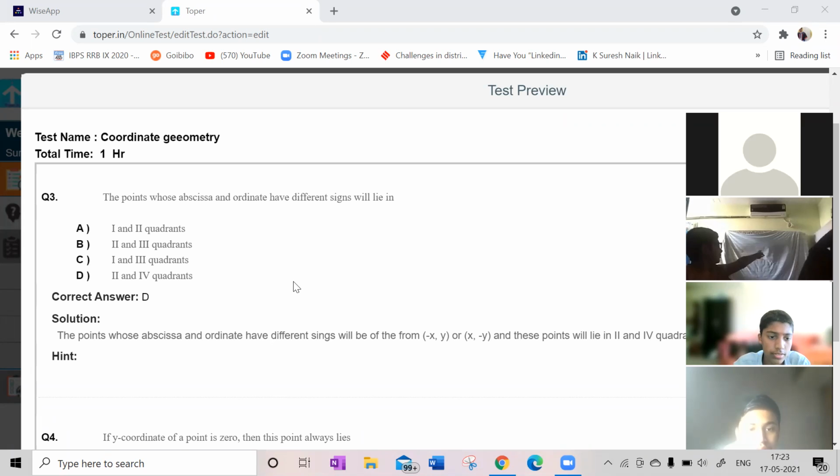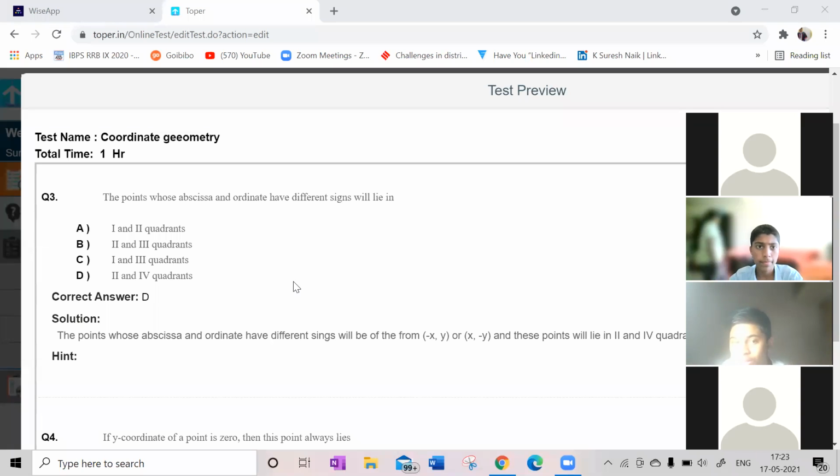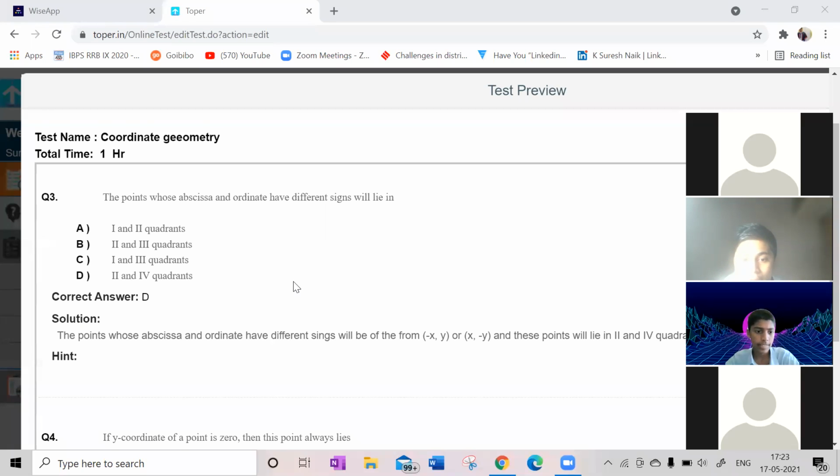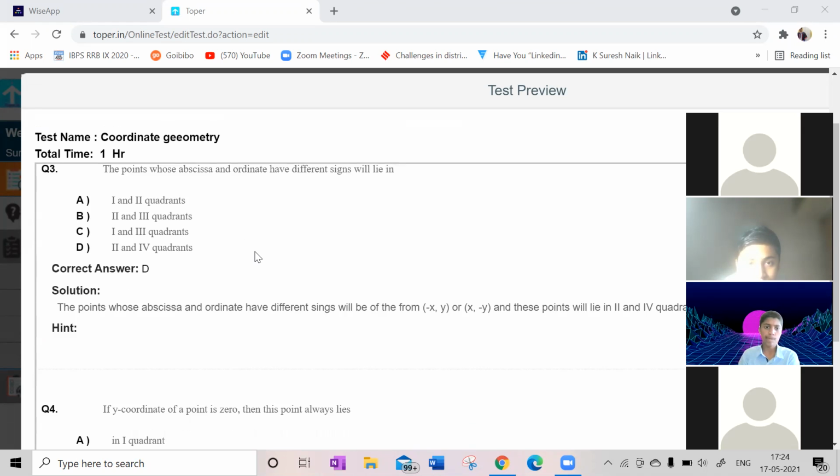See, abscissa means x coordinate, the x-axis, and ordinate means y coordinate. If the x coordinate and y coordinate have different signs, which quadrant? Second or fourth. In the first quadrant, both will be positive. In the third quadrant, both will be negative. In the second and fourth quadrants, they will be different.